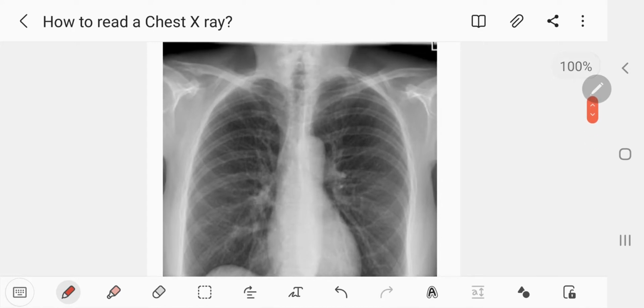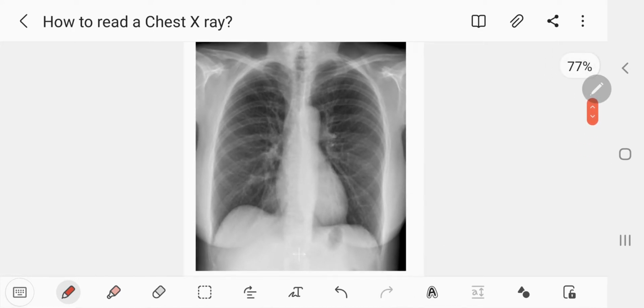If you can appreciate, I just want to ask you the first question: seeing this chest X-ray, what do you think? Is it a male or a female? I'm sure you can appreciate that there's a shadow of the breasts, so this is definitely a chest X-ray of a female. And I have already told you, this shadow over here indicates the diaphragm.